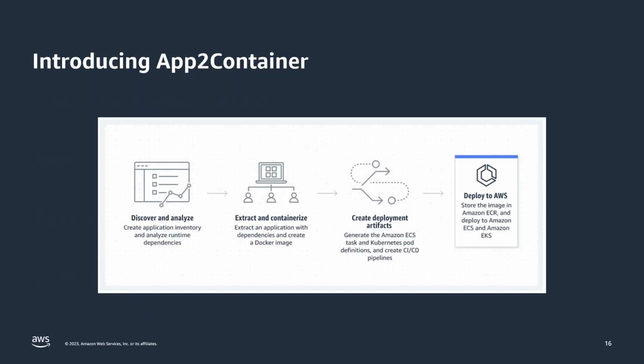In order to help with these kinds of issues, and really to containerize at scale, we've created a tool called App to Container. With this tool, you can build containers from running applications and deploy them into AWS. This tool is going to be part of the presentation in the second half.